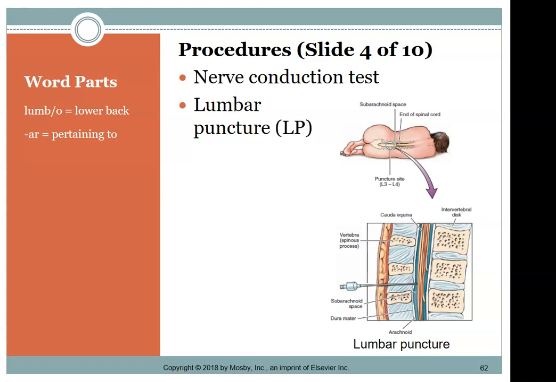A lumbar puncture is a procedure to aspirate cerebrospinal fluid, CSF, from the lumbar subarachnoid space. A needle is inserted between two lumbar vertebrae to withdraw the fluid for diagnostic purposes. This is also called a spinal tap. And your word parts: lumbo is lower back, and ar is pertaining to.